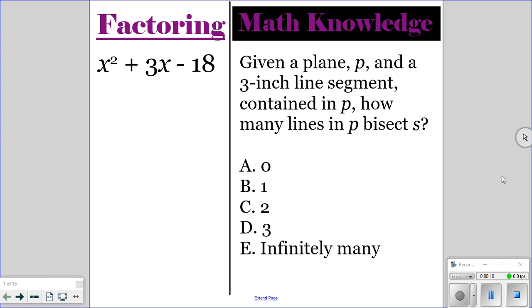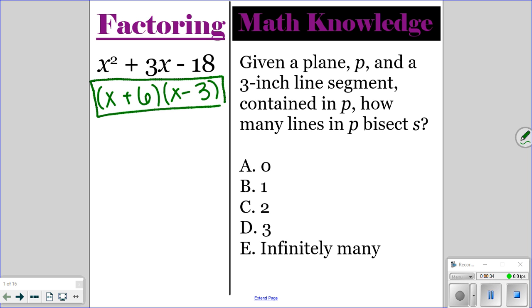So for the factoring, you should have two numbers that multiply to give you negative 18 and add, or subtract, to give you 3. So you're going to want to pick 6 and 3. The 6 is going to be positive and the 3 is going to be negative, because 6 minus 3 is a positive 3, and 6 times negative 3 is negative 18.